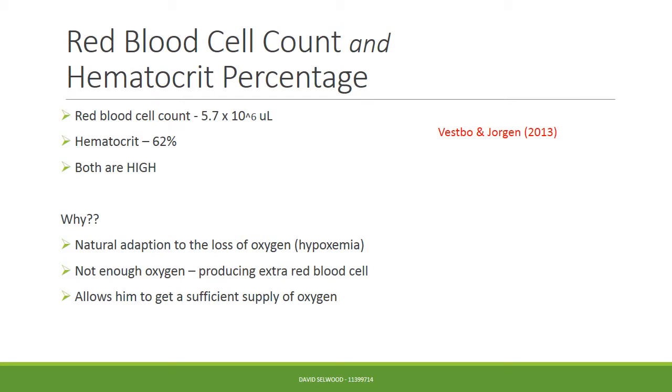So John has a high red blood cell count and hematocrit level, and the reason for this is that his body's natural adaptation to that loss of oxygen is to create that extra blood. Because he's experiencing hypoxia due to the degeneration of lung tissue, he can't get enough oxygen to parts of his body. So the extra blood cell count and the hematocrit percentage are indications of that.